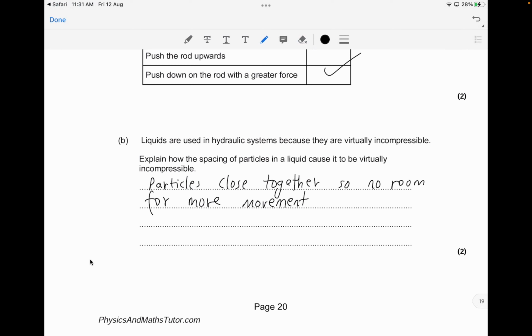Now liquids are used in hydraulic systems because they're virtually incompressible. You explain how the spacing of particles in a liquid causes it to be virtually incompressible. So the particles are close together. That's going to be our answer because they have no room for more movement. All right, let's move on to the next question.